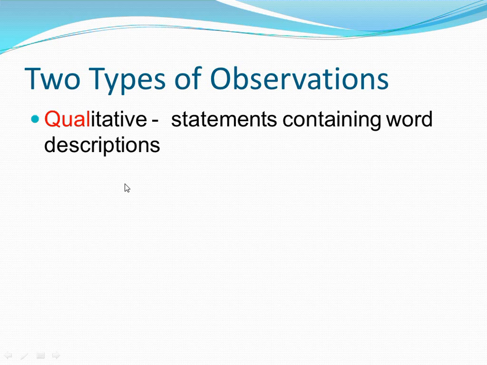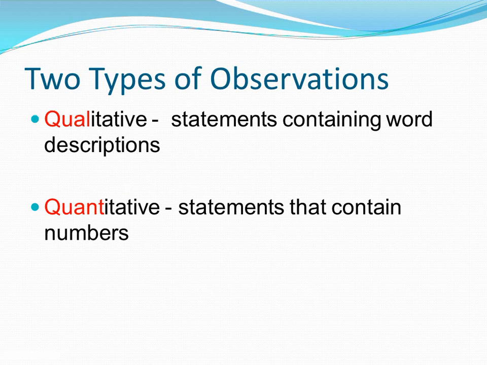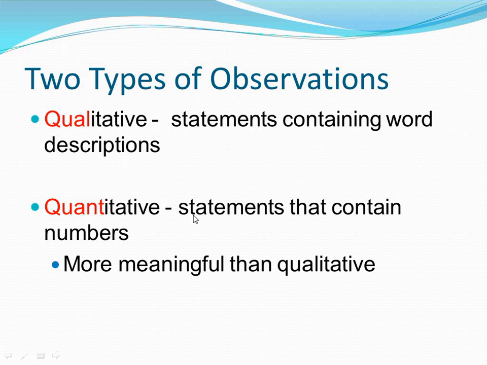Then there are what's called quantitative. That is, they contain numbers. So think of a quantity. And in science, quantitative tends to be more meaningful than qualitative, just because it tends to be more accurate and true from person to person. I mean, it's an observation, so it's still true, but quantitative is more useful.